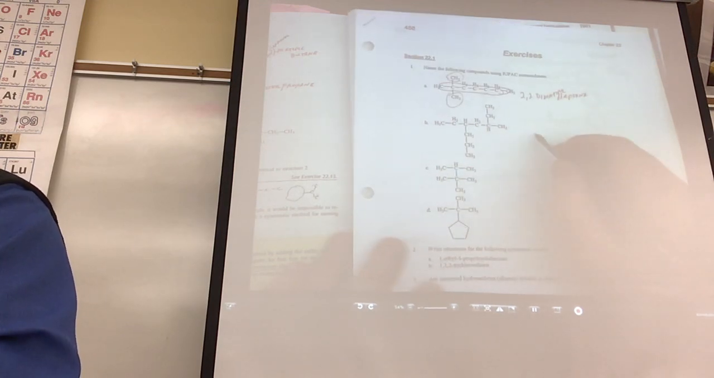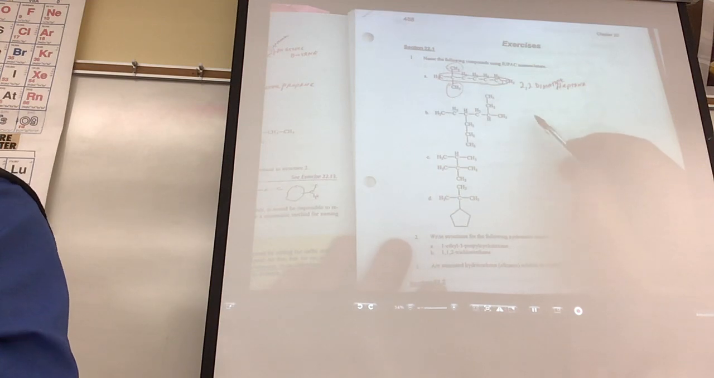McKinley, I bet you can do this one. What's the longest straight chain I can get on this one? 7. Okay, so let's go this way. 1, 2, 3, 4, 5, 6, 7, 8. Whoa. 1, 2, 3, 4, 5, 6, 7, 8. So what is it?